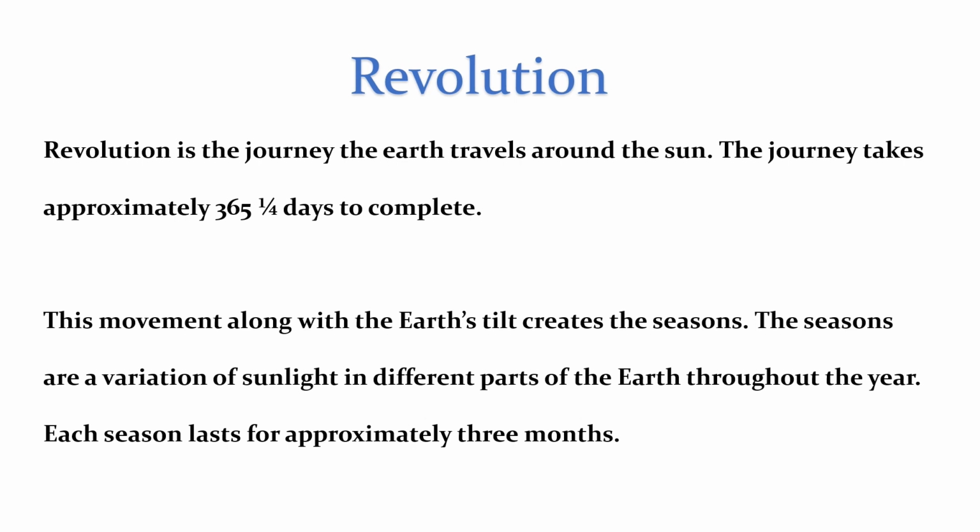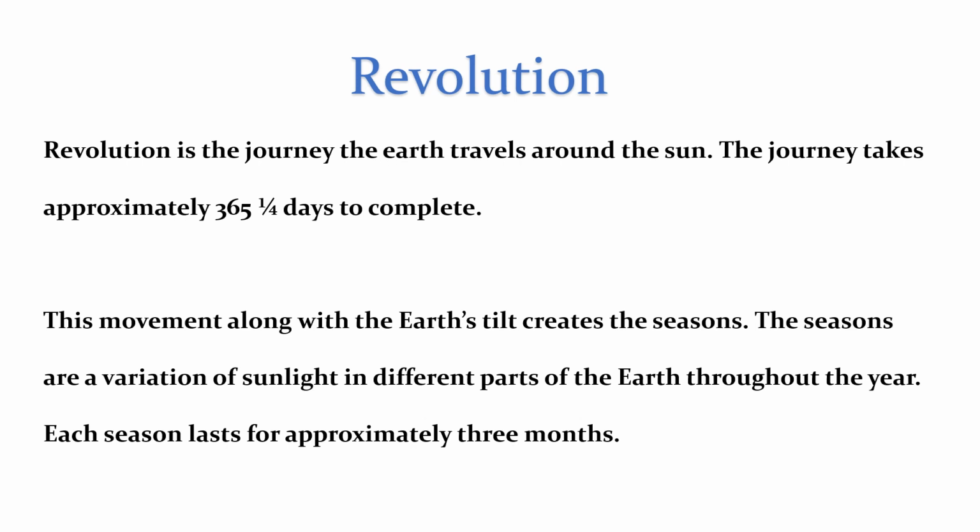So as I said a while ago, revolution is the journey or the path taken by the Earth around the Sun. And this takes approximately 365.25 days, which is basically 1 year Earth time. Okay? Now, another thing I want to make clear is that that quarter is very important because every 4 years, that quarter of a day adds up to 1 whole day.